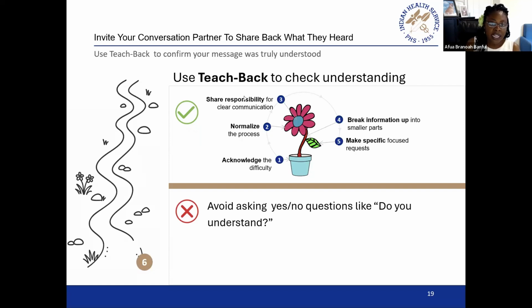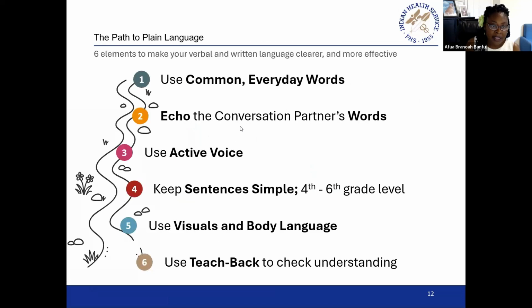So this is the path. Right? These are some steps along the path. There are other things in the path, but thinking about elements that will make your verbal and written language clearer, these are some key aspects of the path. So this was the framework I wanted to share today around the specific skills. Before we get into the tools and the resources that will help us do this, thoughts or questions from others on the call?